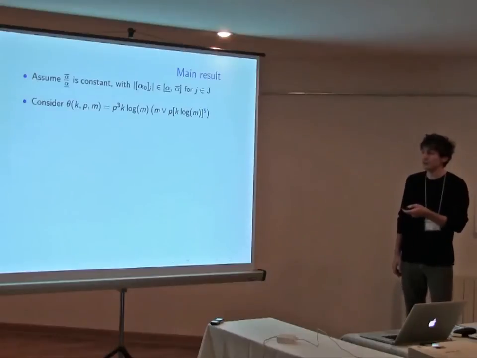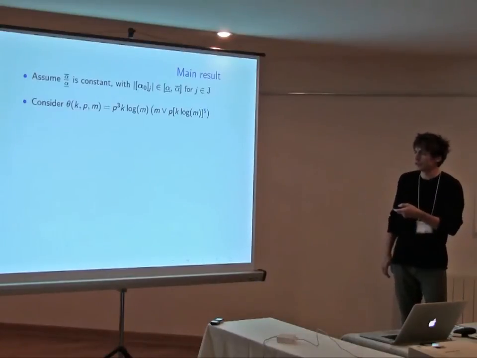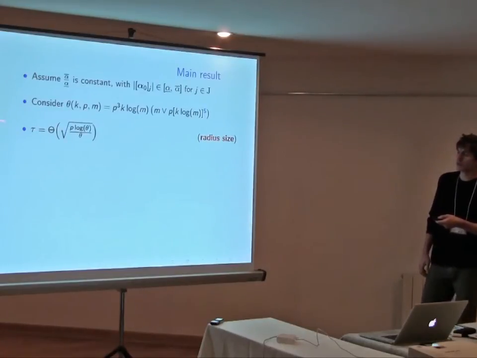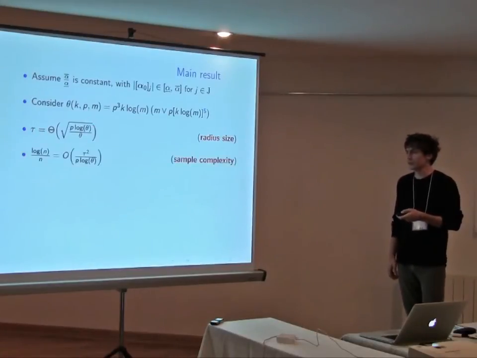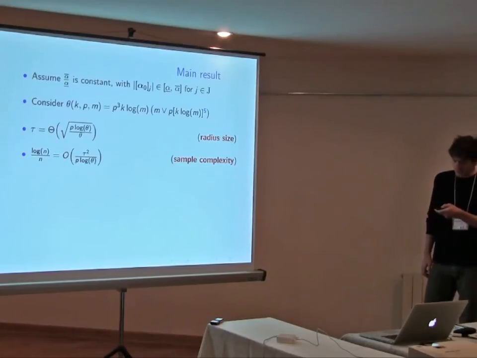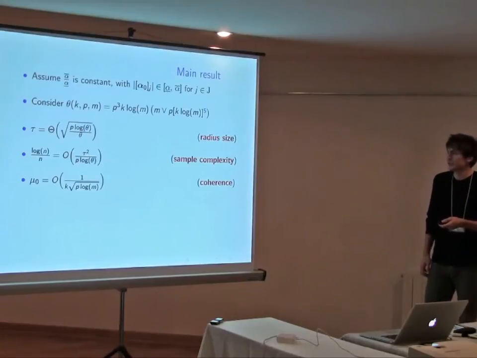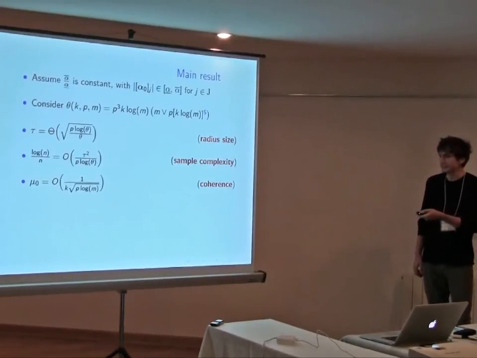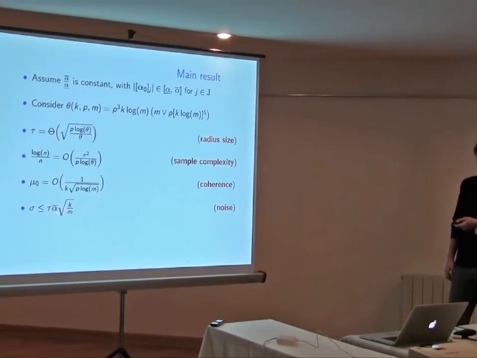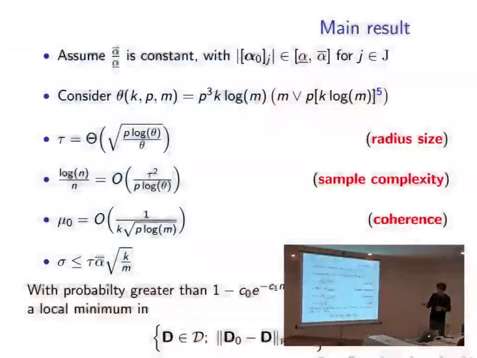Based on this parameter theta, we can make a set of assumptions that will drive the scaling of the problem. If we consider the radius tau, which is of this order of magnitude, if we assume that we have enough signals to verify this inequality here, if the dictionary is incoherent enough according to this scaling here, and if the noise level is small enough according to this inequality, then we can conclude that with high probability we indeed have a local minima in the ball we have introduced before, centered at the dictionary D0.